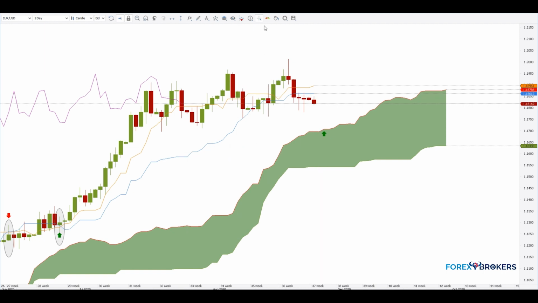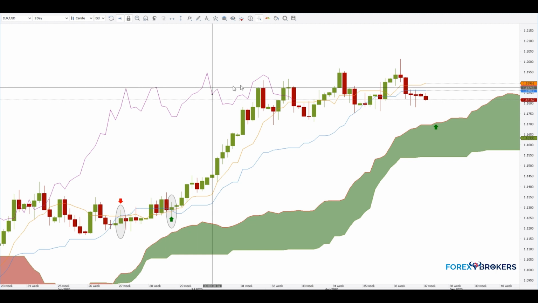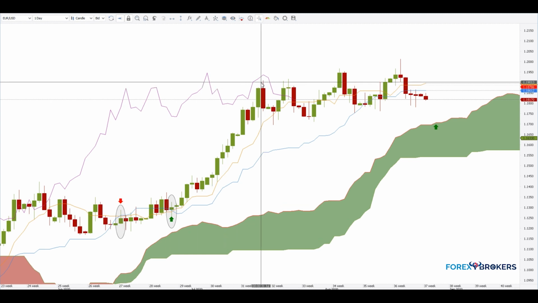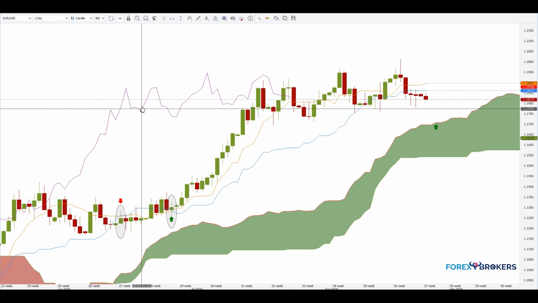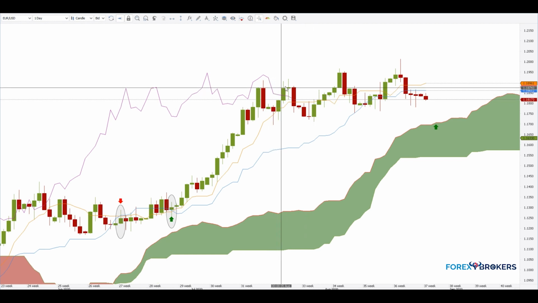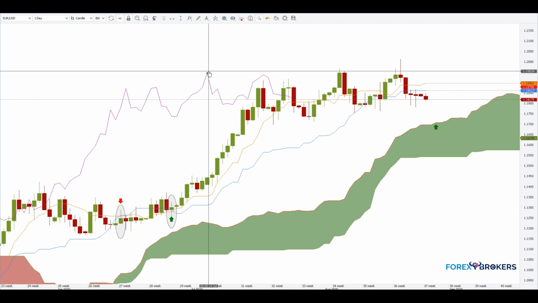So when Kinko was here, for instance, this is the first time where the euro US dollar hit this level here. And then the euro US dollar dipped, the Kinko dipped because it follows the price. Kinko higher, euro US dollar higher. So this is the move high in the euro US dollar, this is the move high in the Kinko.